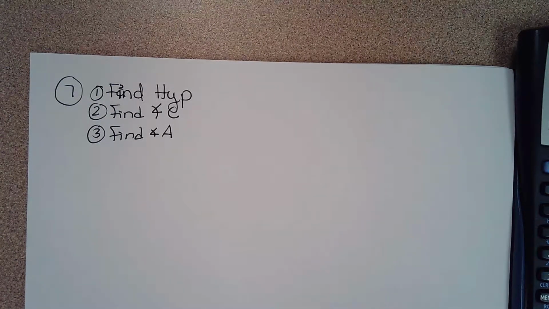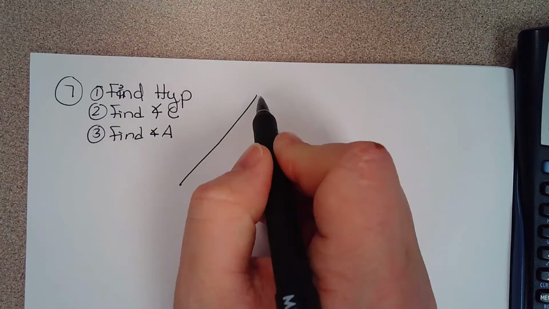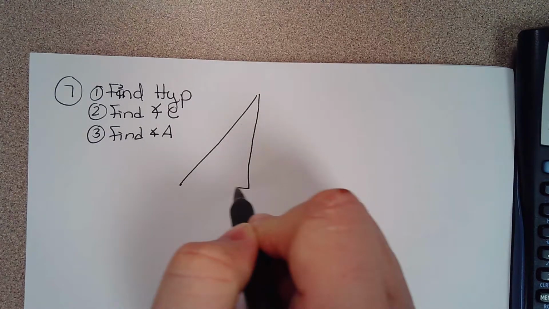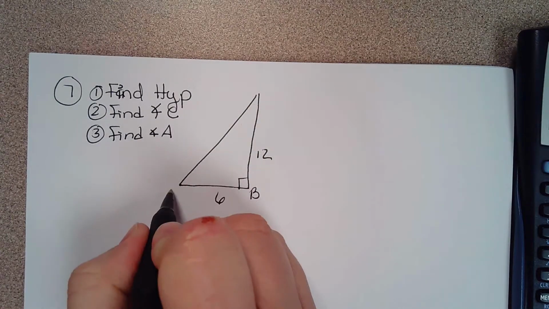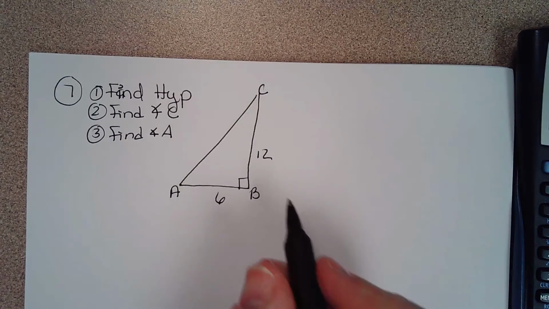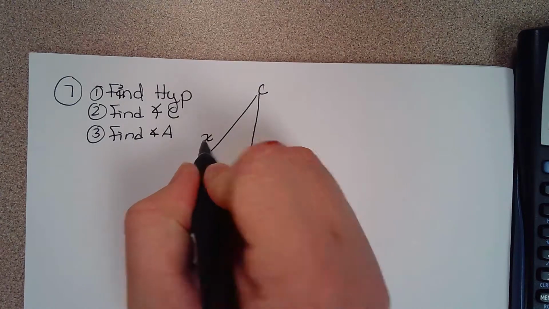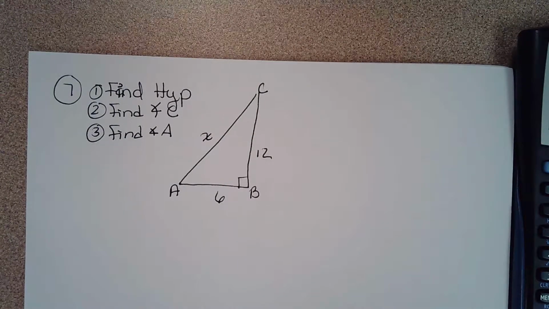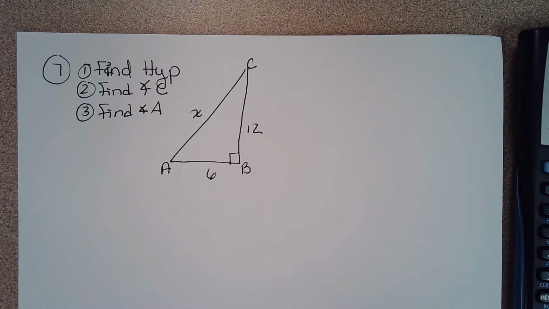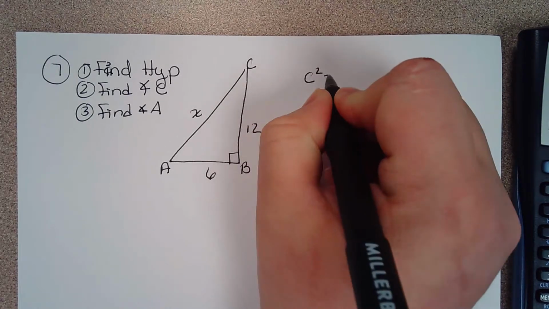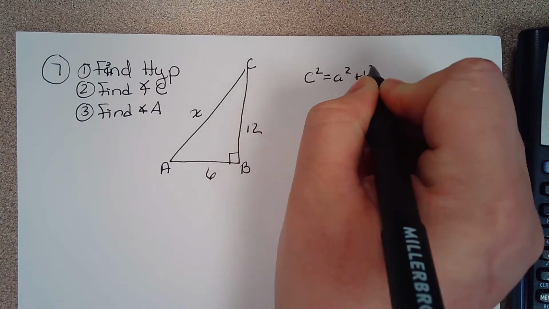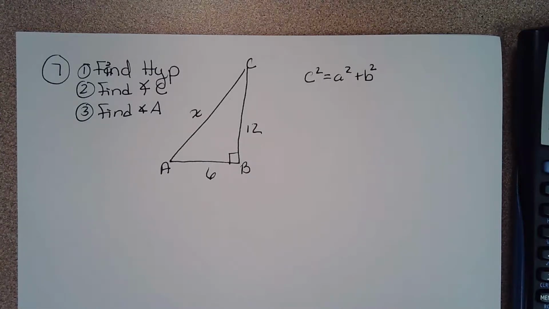So let's take and draw our right triangle. There's B, this is 6, this is 12, A and C. And the hypotenuse, I'm just going to call X for the time being since we don't know what it is, or you could call it C. So for step 1, what we have to do is use Pythagorean Theorem. So just a refresher, C squared equals A squared plus B squared, or A squared plus B squared equals C squared, depending on however you remembered it.